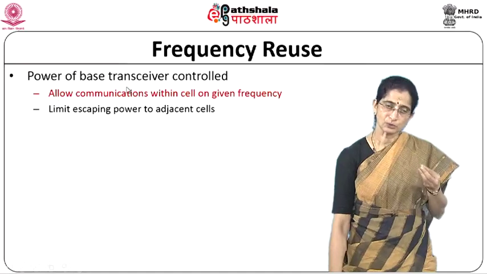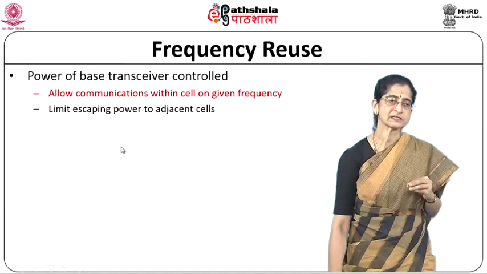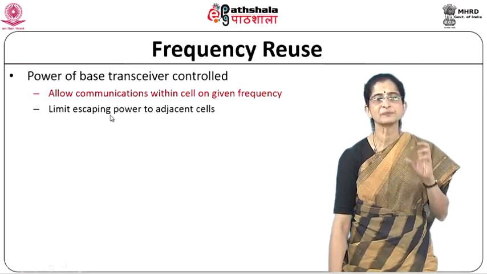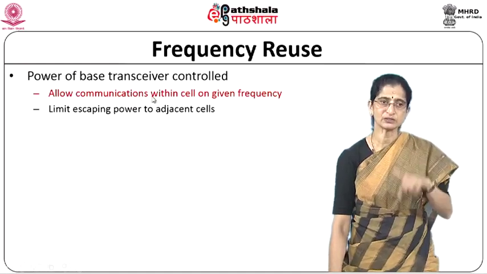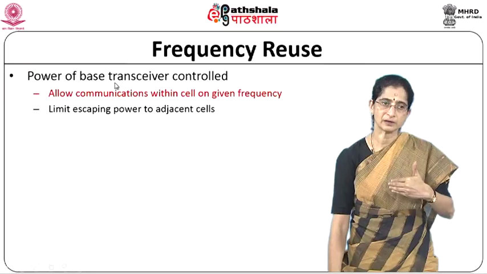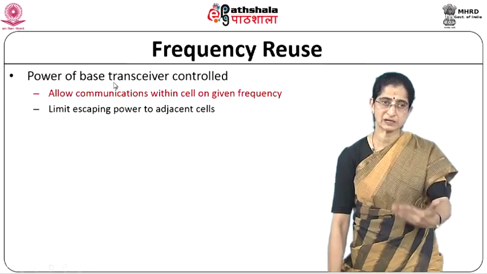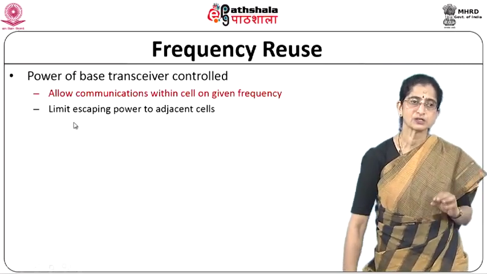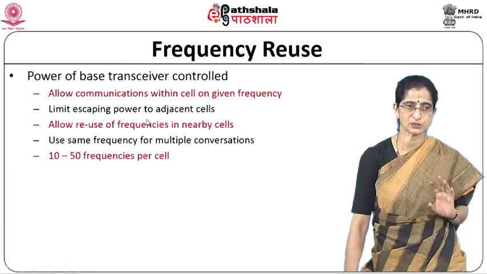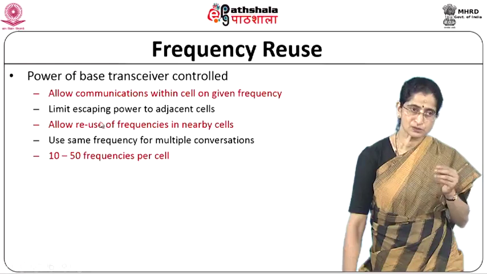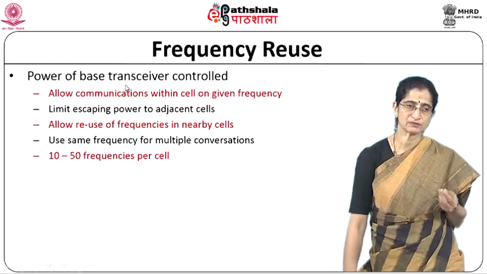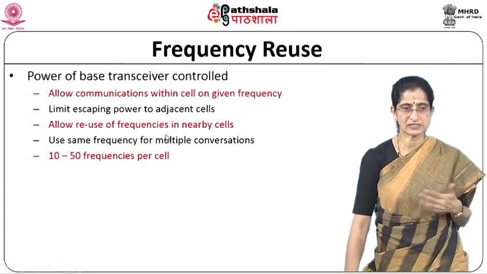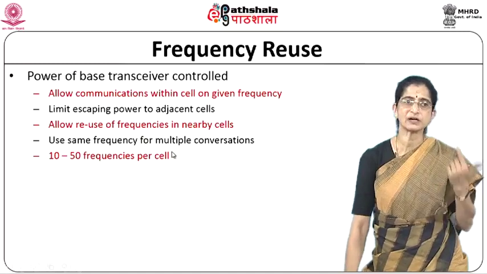So with frequency reuse, the points to remember are these: the power of the base transceiver will be controlled. Now why should this be controlled? It is controlled such that it allows communication within the cell on the given frequency. You also have to make sure that the power is not so high that it interferes with some other transmission taking place on the same frequency in some other cell which is a little far away. So you have to limit the escaping power to the adjacent cells. That is something you gain by having the power of the base transceiver in a controlled manner. And of course, this allows us to reuse the frequencies in nearby cells, so you can use the same frequency for multiple conversations.